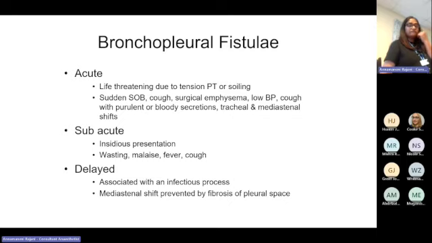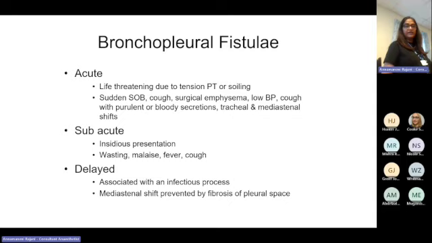It could be acute or immediate, and if it is immediate, then the presentation could be quite life-threatening because it presents as a tension pneumothorax. There's sudden shortness of breath and the clinical features of tension pneumothorax. But there could also be bloody secretions coming out, especially in the acute post-op period. Subacute and delayed presentations could be more insidious. They can present with wasting, malaise, cough, that kind of thing.